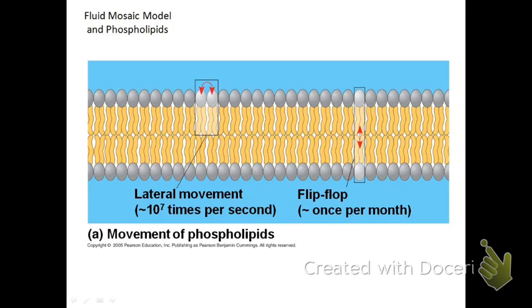I want you to underline that term as well. The reason is because it looks like a moving or fluid puzzle, which is often referred to as a mosaic. All the pieces can move laterally, kind of like you guys. If you want to move from seat to seat in the classroom, you can do that. So the proteins move in this sea of phospholipids, kind of like me or the teacher moving around the classroom or moving around your desk.